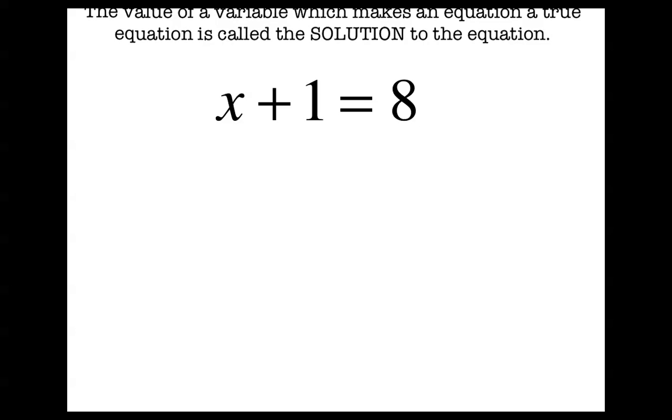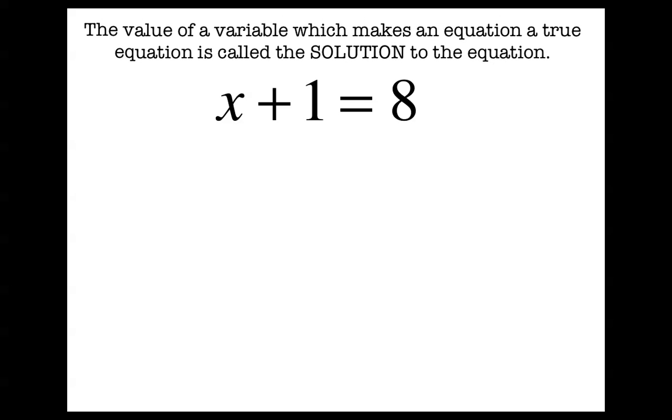Well, then let's say I take the amount of money that I have and I add $1 to that. Then if I told you that after adding $1, the amount of money that I have equals 8, you should be able to go back and figure out how much money I had in the first place. In other words, you should be able to figure out what X equals. So, the value of that variable, which would make this a true equation, is called the solution to the equation.